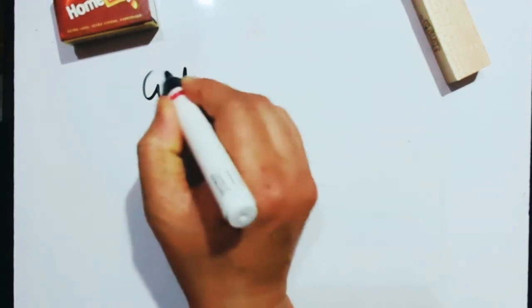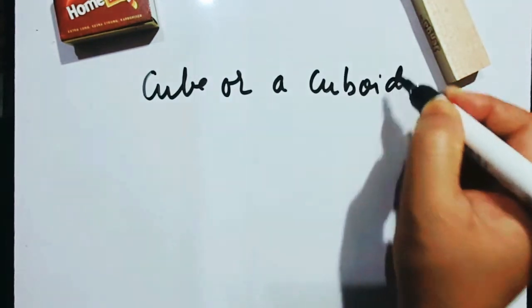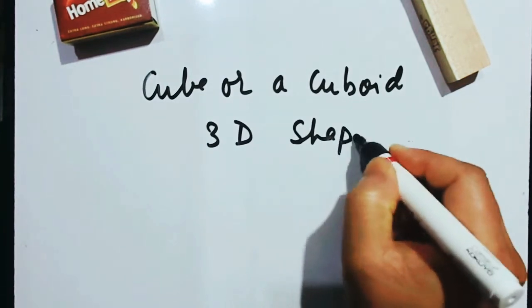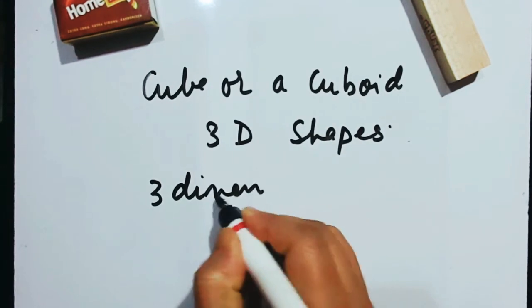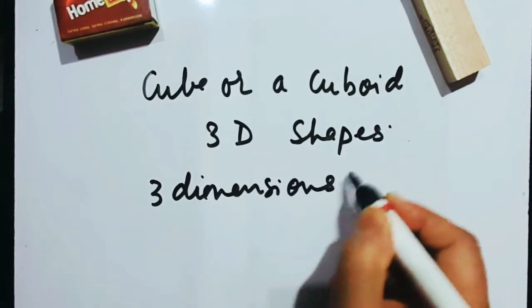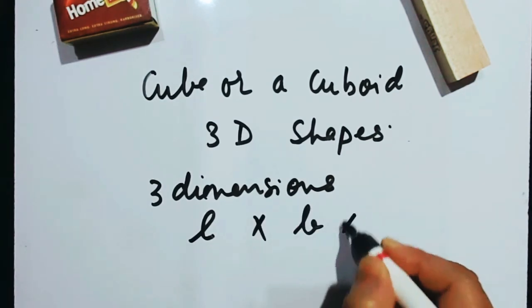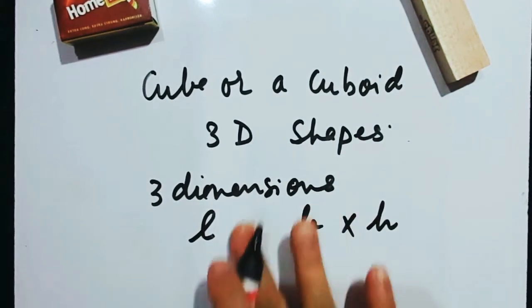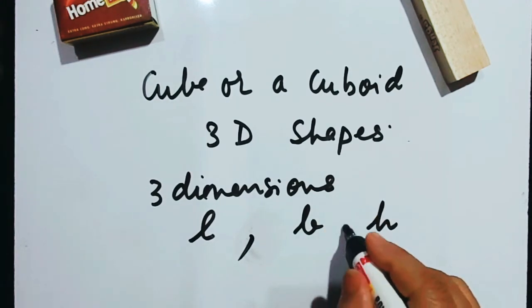So you can say that whether you talk about a cube or a cuboid, they are 3D shapes. Why? Because they have 3 dimensions. Now these 3 dimensions are your length, your breadth, and your height. So cube and cuboid have length, breadth as well as height.